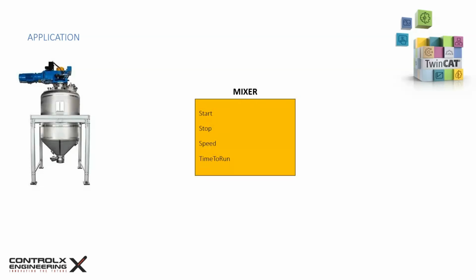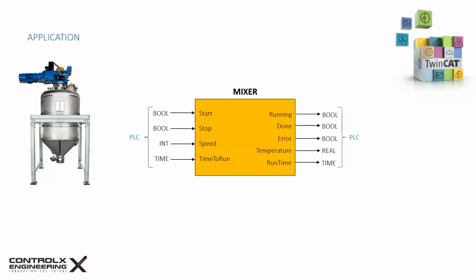Imagine the PLC communicates with the mixer control system using some field bus. It can send start-stop commands as well as inputs for speed and duration. On the PLC side, we would have corresponding variables in the control logic to initiate the mixer operation. The mixer also has some outputs by which it reports notification data, like its done bit, error bit to indicate if it's faulted or not, temperature of the liquids, and mixing runtime. These outputs will also be linked to corresponding PLC variables.